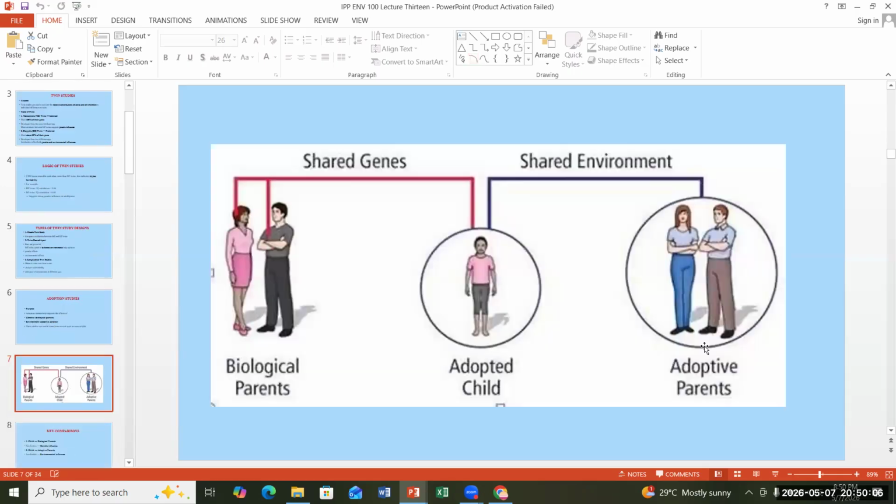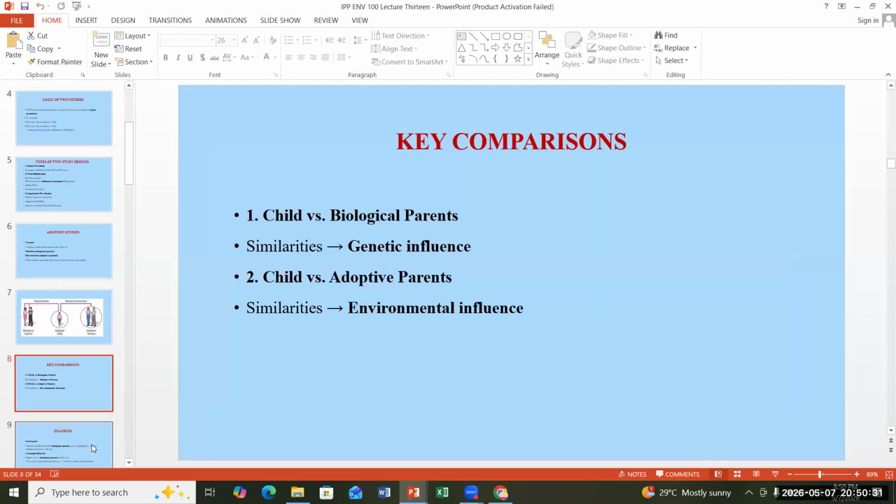Okay, this is the diagrammatic illustration. These are the biological parents of this particular child, and this child is adopted by a couple. So now the environment that they are providing will be the adoptive environment.